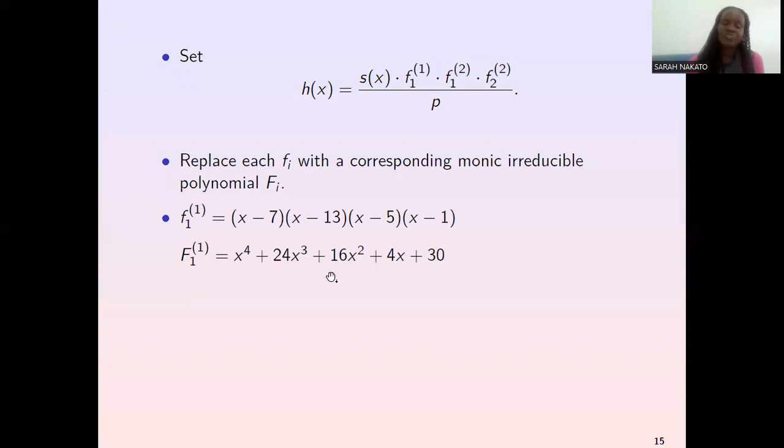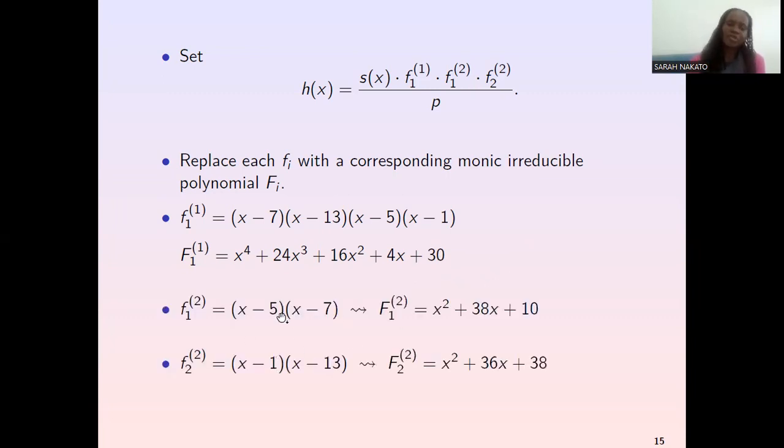All these coefficients must be divisible by that prime number. And then the last value, n naught, must not be divisible by p squared, in this case 4. So that's the Eisenstein irreducibility criterion. In this case, for this particular one, we also get a corresponding irreducible one. Still, we check irreducibility by the Eisenstein irreducibility criterion.